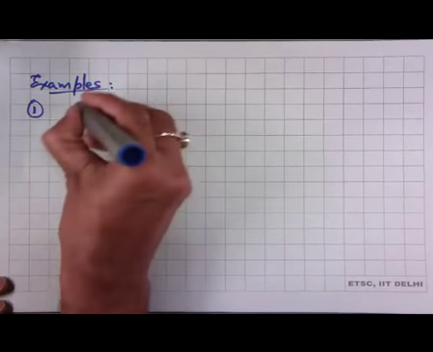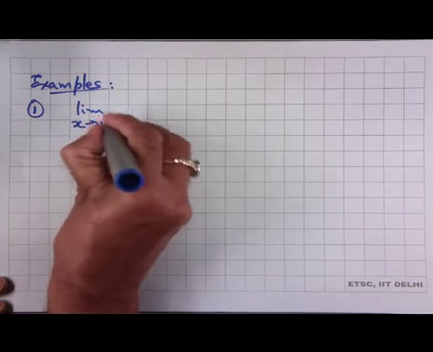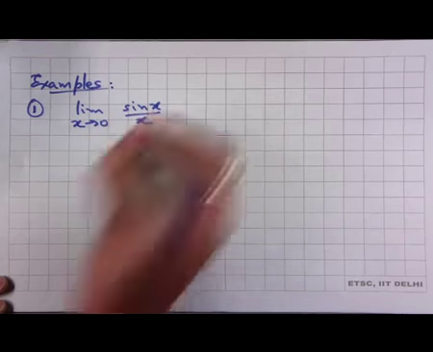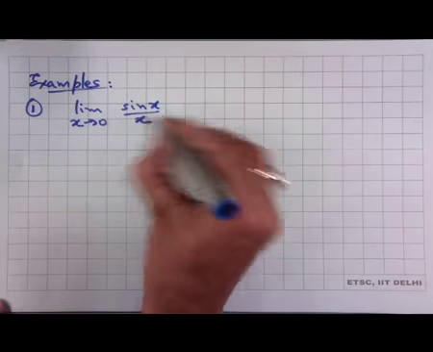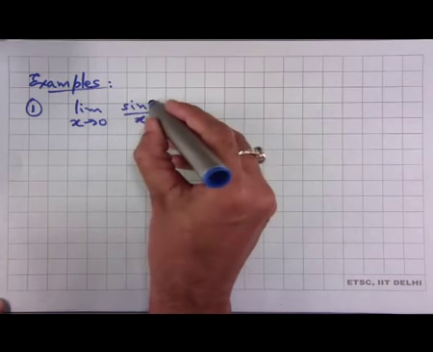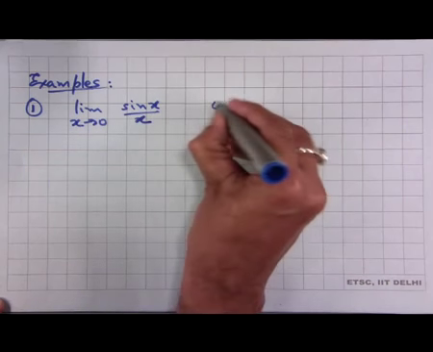First example, let me take the limit as x goes to 0 of sin x by x. Here, as x goes to 0, sin x approaches 0 and x approaches 0 also. So, this is of 0/0 form.